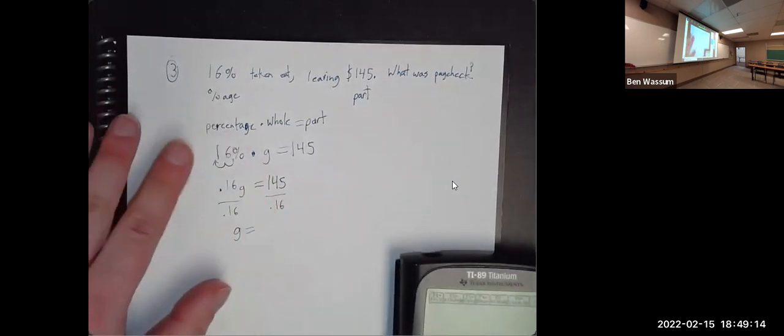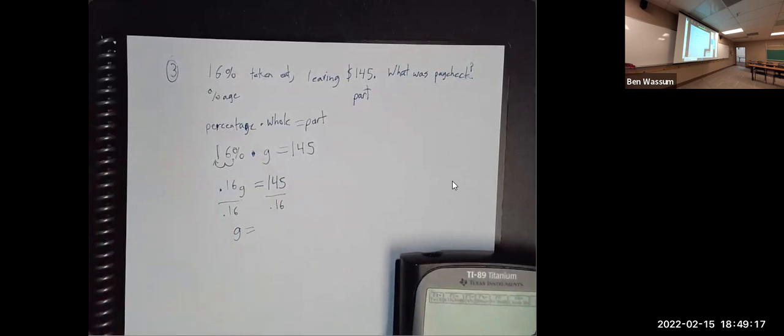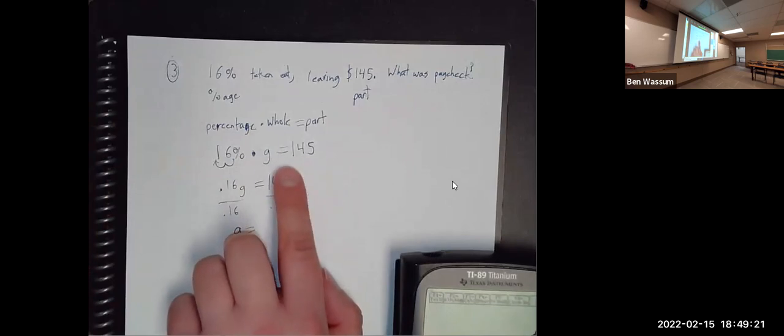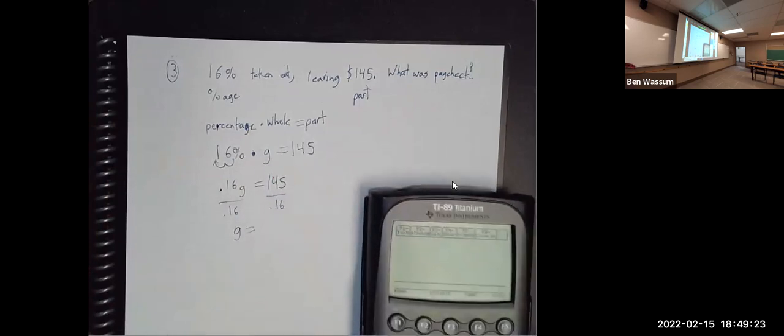So a lot of times if I'm doing these types of problems, doesn't matter how good I am at math, I'm probably still going to write it out this way to kind of understand it a little better, you know? So 145 divided by 0.16. Oh, wait a minute. I made a mistake.